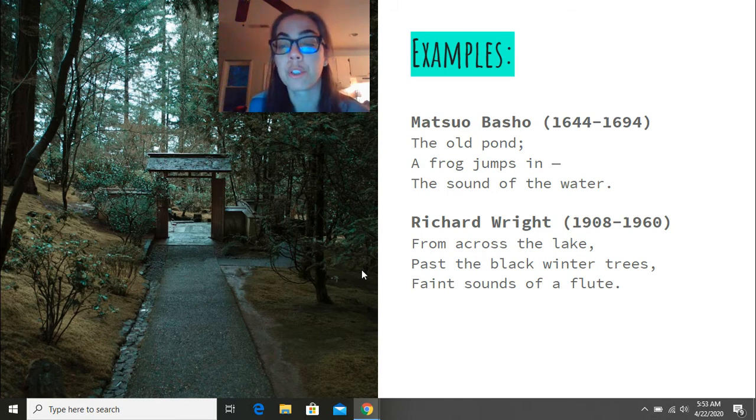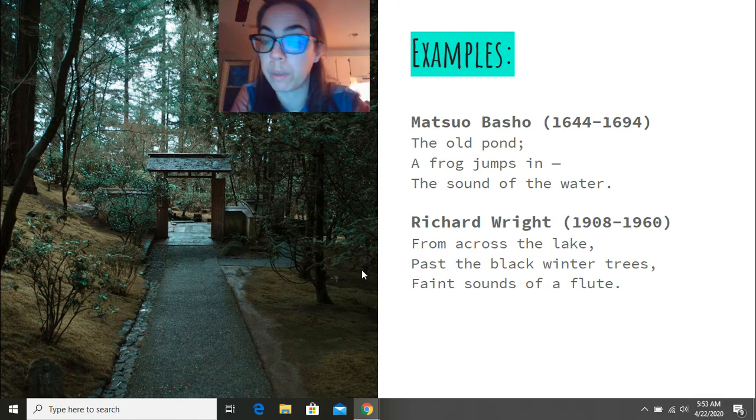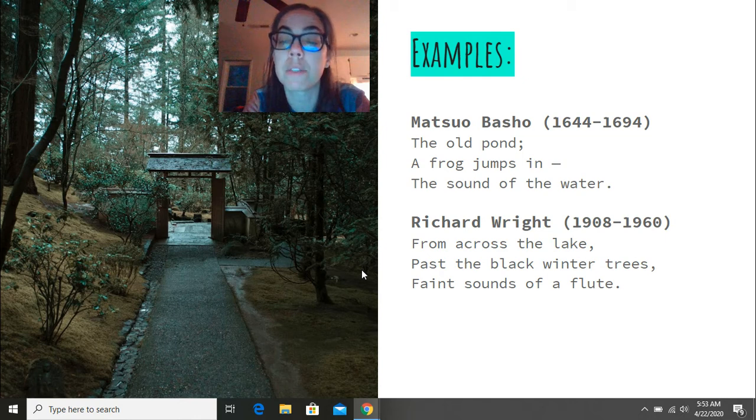And then we also have Richard Wright, who was more of a modern American person. As you can see, he lived in the 20th century. From across the lake, past the black winter trees, faint sounds of a flute. So we get the season in that as well. We know that it is a stark scene because of the trees.